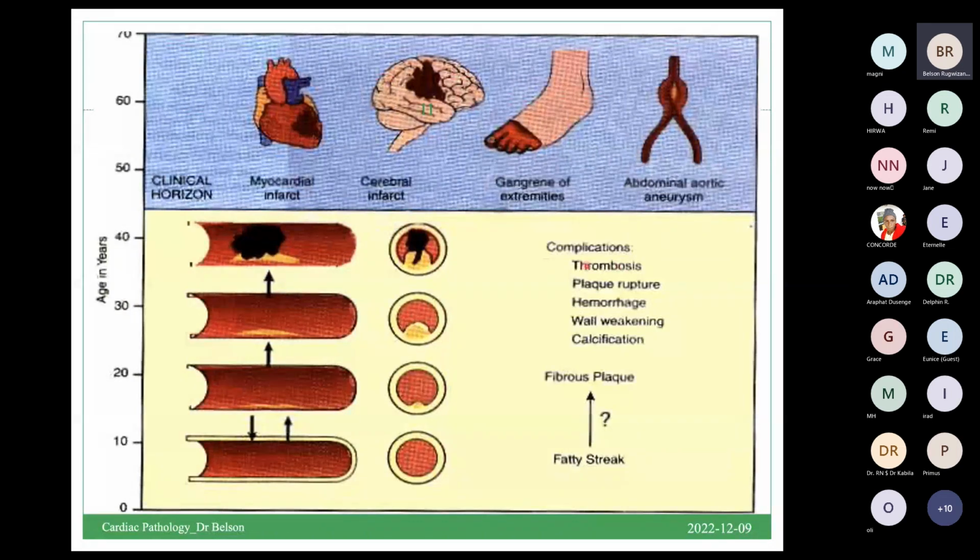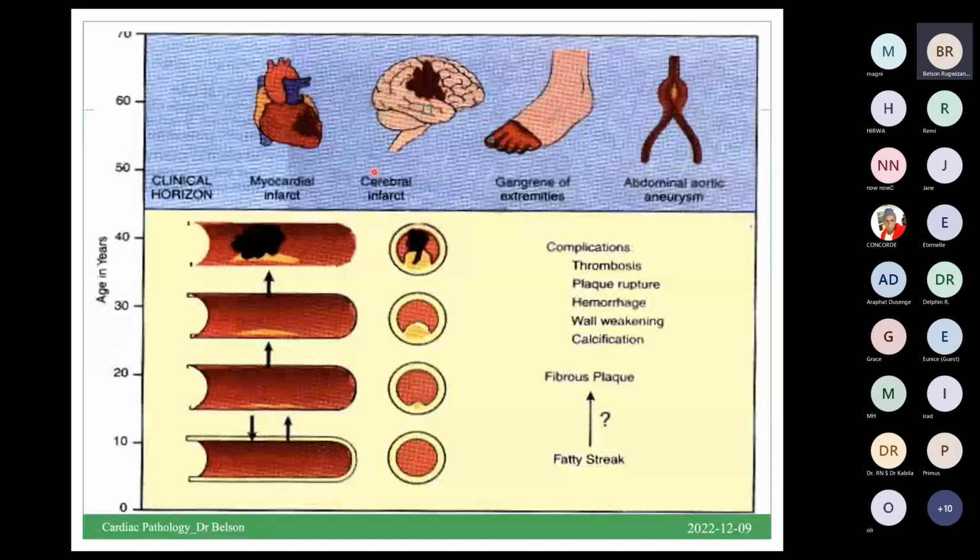Thrombosis, as you see it here, rupture. Here they are combined with hemorrhage. I think in this, three are combined: there is thrombosis, there is a plaque rupture, and there is hemorrhage. Hemorrhage, of course, is the one causing the thrombosis. And then there can be weakening, which may lead to aneurysm, which is not presented here, and calcification.